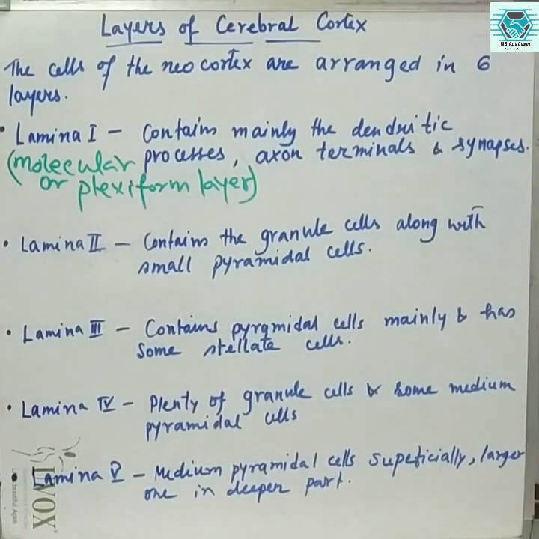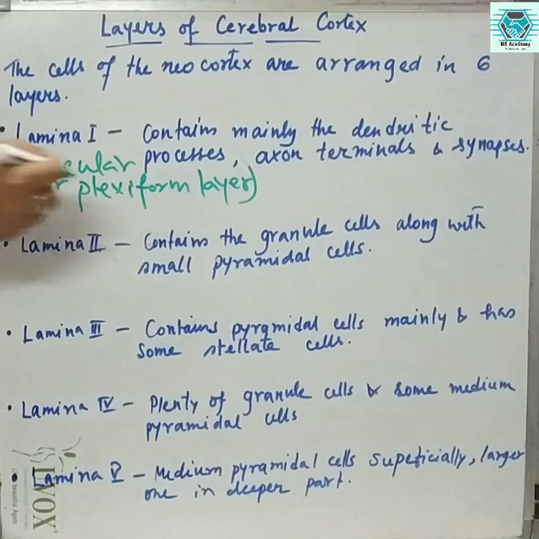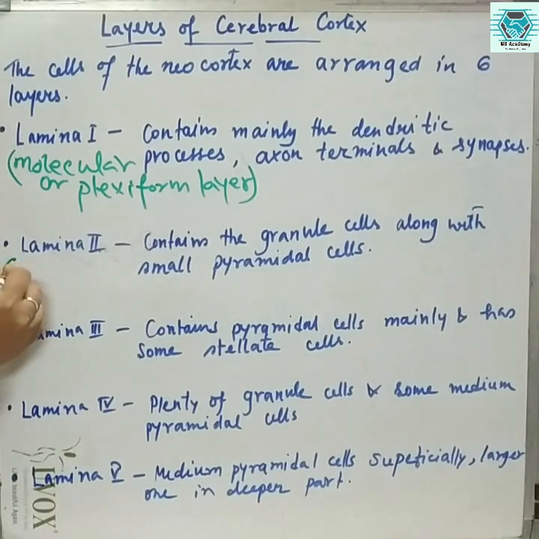Now moving to lamina 2, it contains the granule cells along with the small pyramidal cells. And this lamina 2 is also known as outer granular layer.